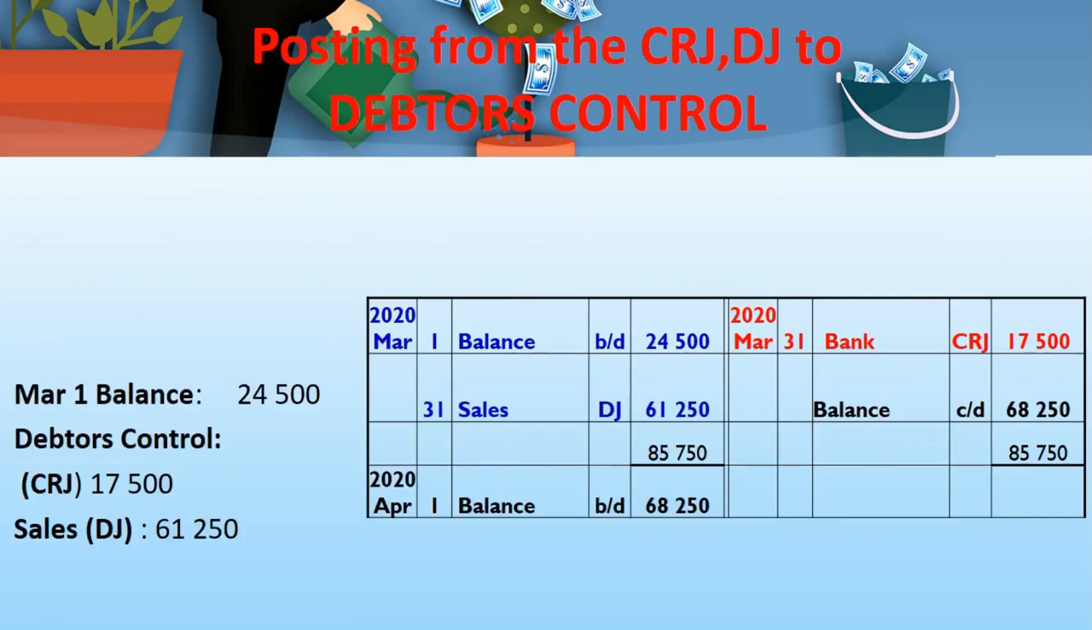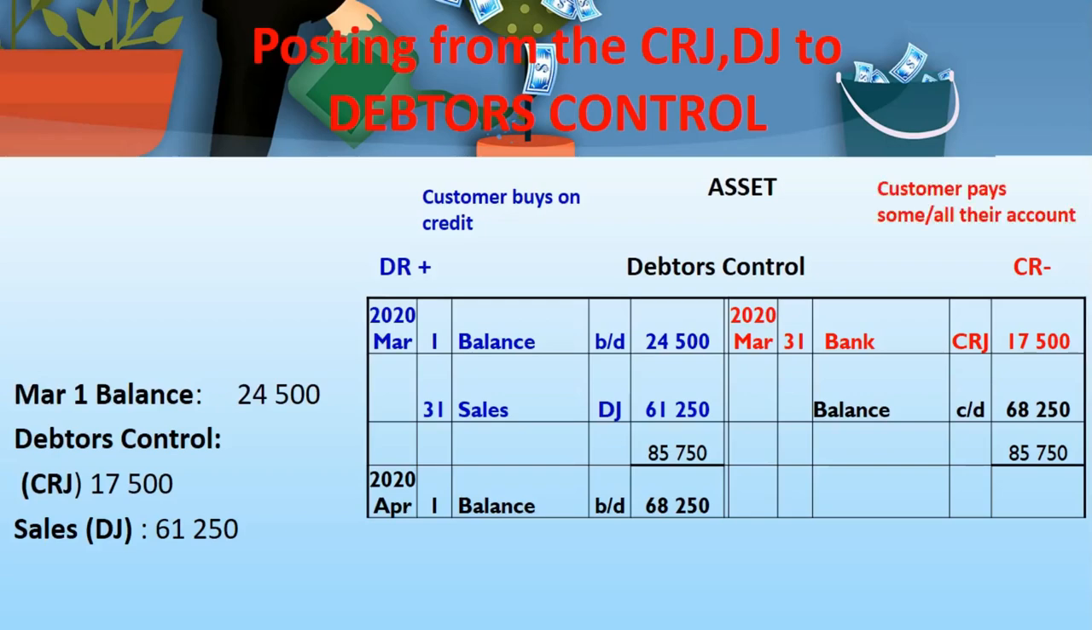If we then move on to our next account, our debtors control. Remember, we also said that's an asset. So assets, they increase on the debit side. So this is when someone buys from us on credit. And then on the credit side, this is when someone pays off their account. That's why it decreases. So we then first have on the 1st of March, our balance of 24,500. It's a positive balance. Therefore, it is on our debit side.